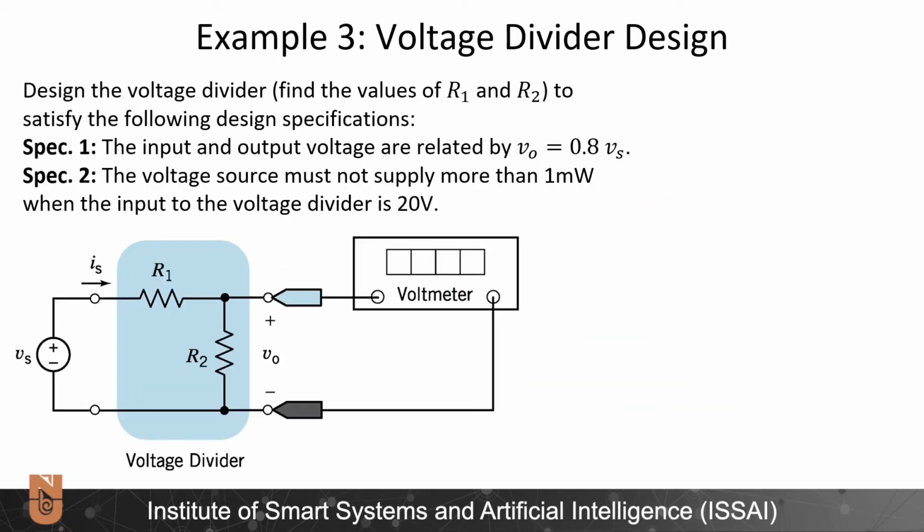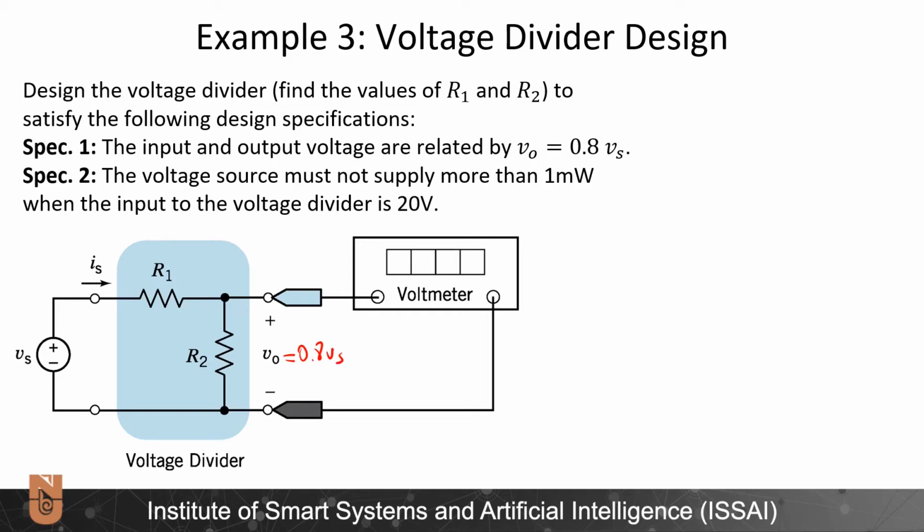Now we will use the voltage divider rule for a design problem. We need to find the values of R1 and R2 for the following technical specifications. The input and output voltage are related by V0 is equal to 0.8 Vs. And secondly, the voltage source must not supply more than 1 milliwatt when the input to the voltage divider is 20 volts.